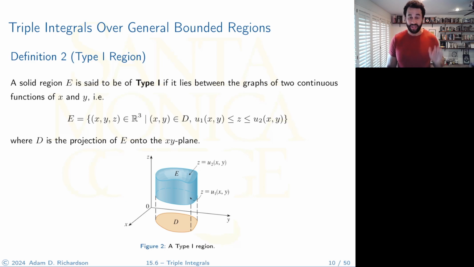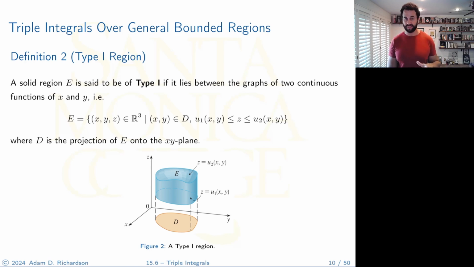Now we're going to talk about the different types of regions. Once again, you do not need to memorize these type numbers. I'm not looking for you to be like, oh, that's a type 1, oh, that's a type 2, oh, that's a type 3. If you do happen to remember them, great, it's not going to hurt. But you don't need to memorize the types. You just need to understand how to integrate depending on what these regions look like.